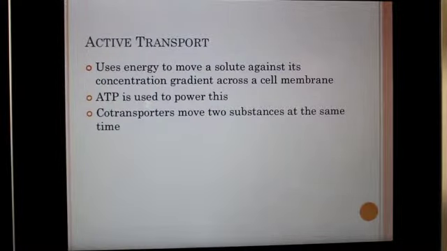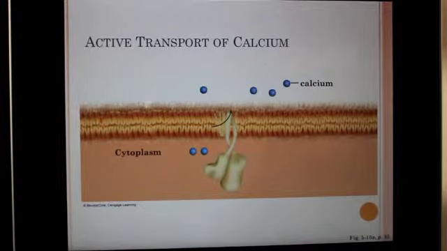And one way that your body's cells have kind of adapted to be crafty is they use transporters called cotransporters, where they move two substances at the same time, either two different things in or one in and one out when they're burning the ATP. So they can do two things at once.